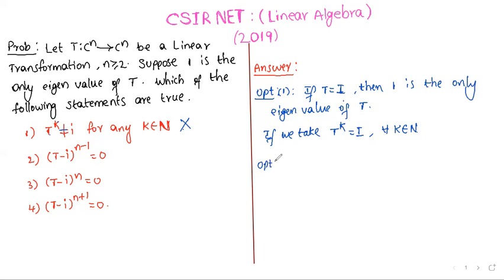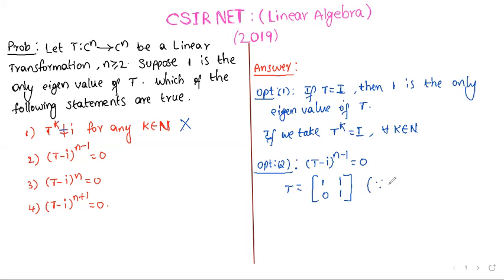Check option 2: (T minus I)^(n minus 1) is equal to 0. In option 2, if we take T equal to the matrix [1, 1; 0, 1], then 1, 1 are the eigenvalues. Because in the given condition 1 is the eigenvalue of T, that's why we can take this matrix T.